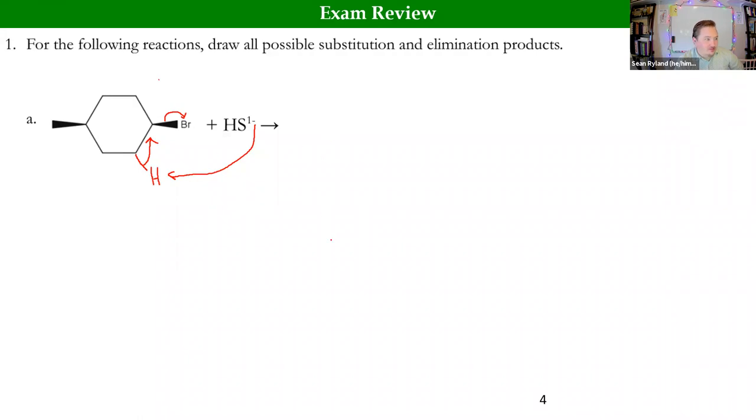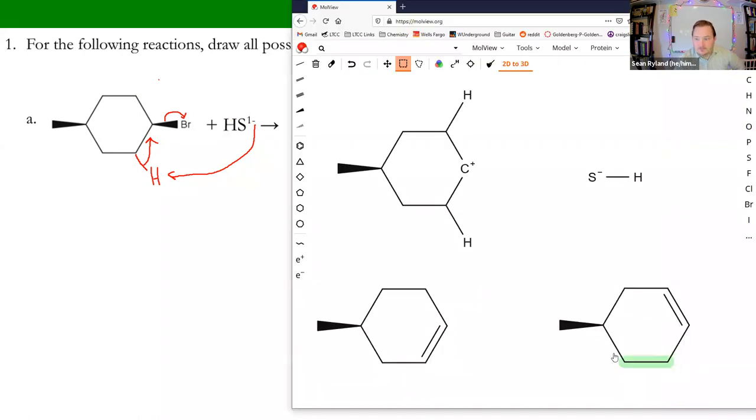So for E2, we would get the same two products. We still have the same two beta carbons, the same things are happening, so we would get the same two elimination products. We'll see that a lot with eliminations: unless there's a resonance or rearrangement that happens, a lot of times you're going to get the same two products, whether it's E1 or E2.